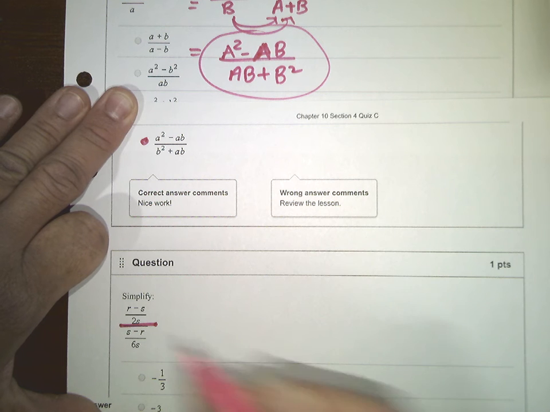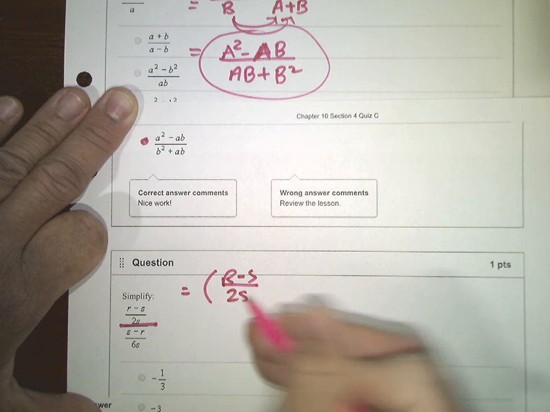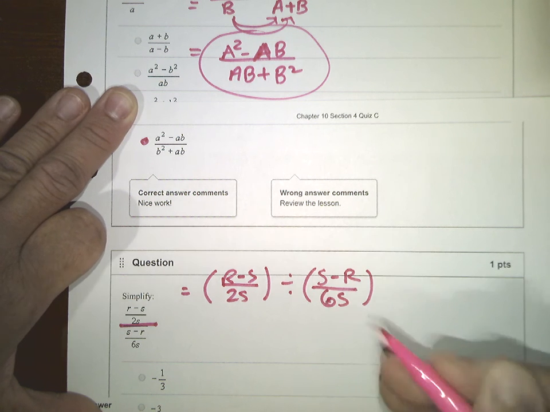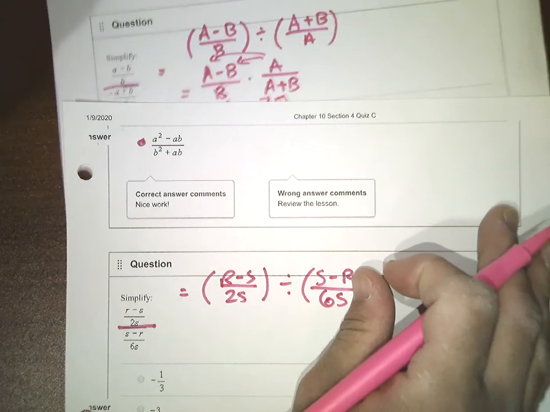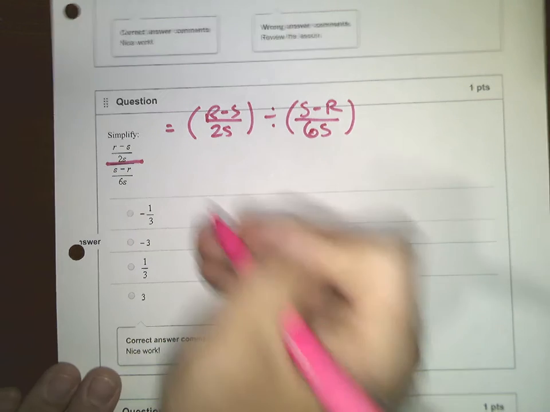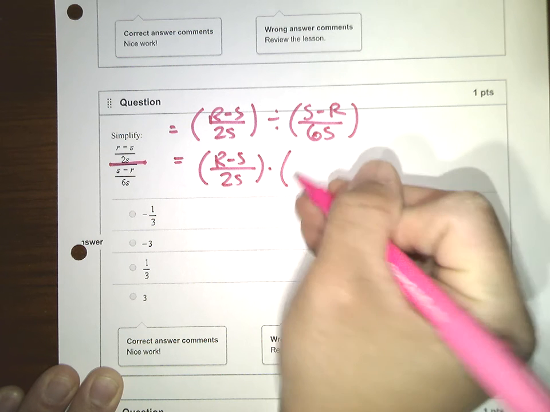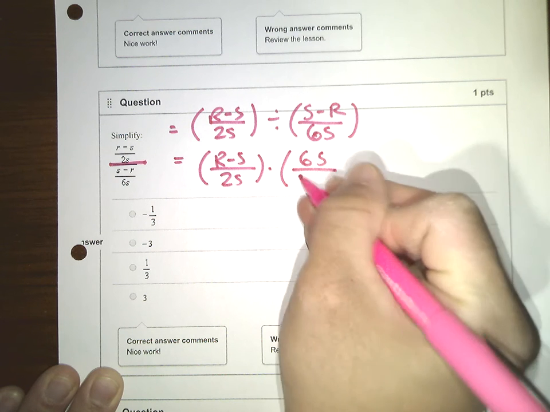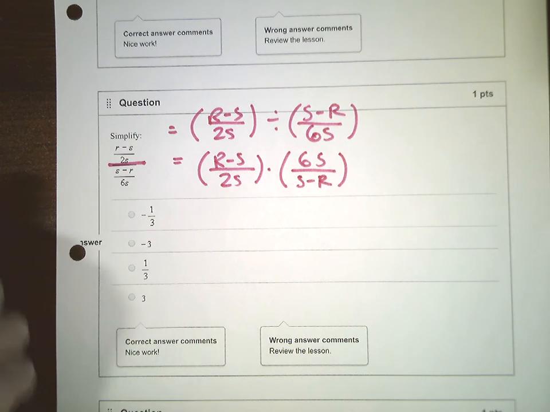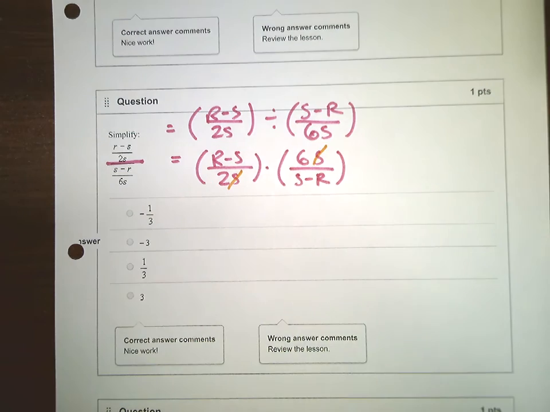So I have a division problem again: r minus s over 2s divided by s minus r over 6s. The adding and subtracting has already been done for us, so I'm going to just multiply by the reciprocal here. So I have r minus s over 2s times 6s over s minus r. And then I can divide out an s, and then I'll write the constants in front.